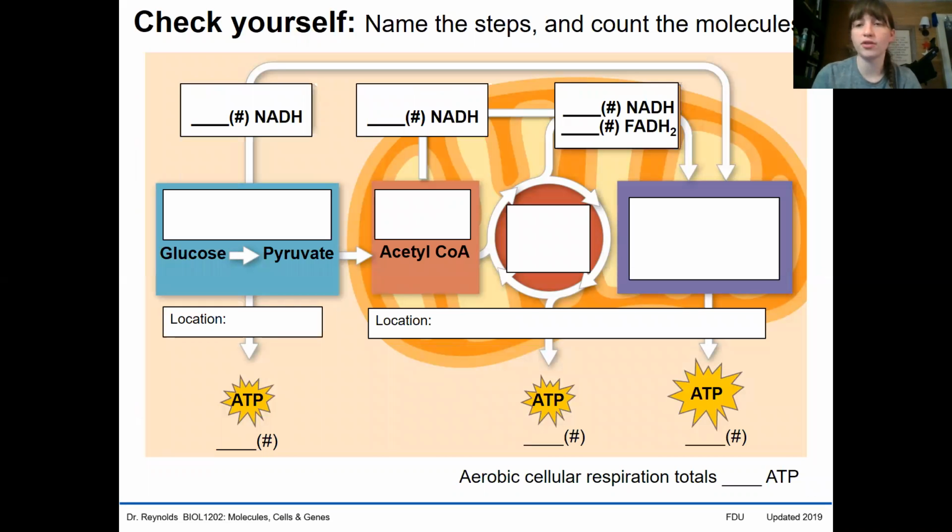Here's another opportunity for you to be able to test yourself. And you're certainly welcome to pause the video here or extract this video. You're going to be doing it in recitation. So see if you can name the steps and count the molecules and understand the production of ATP at each one of these steps.